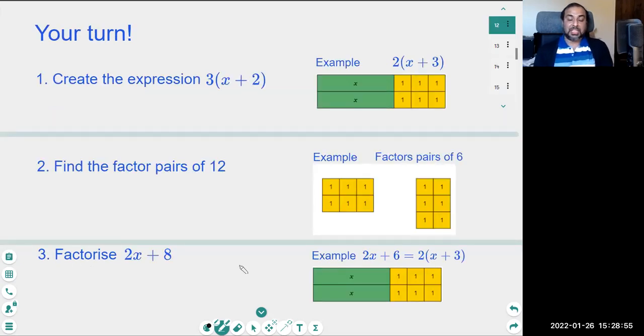Okay, your turn to play. This is a hands-on activity, or in this case, virtual hands-on. Create the expression. So I've done an example here on the right-hand side. This is an example of how I would create the expression. 2 copies of x plus 3. Come up with some factor pairs of 6. So you will do that for 12. Factorize 2x plus 8. So you'd start off with 2 greens and 8 yellows and rectangularize them.